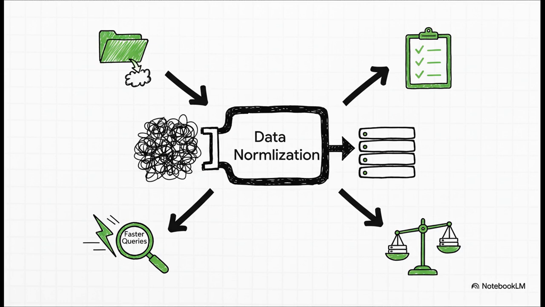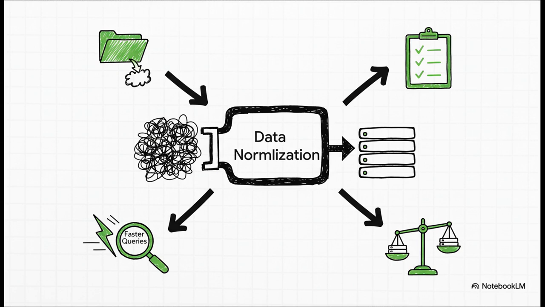And the payoff for doing this? It's huge. You get way less redundancy, which saves a ton of storage space. You get way fewer errors because now if a customer moves, you only have to update their address in one single place. Your searches, or queries as they're called, become much, much faster. And overall, your data just becomes more trustworthy and consistent.